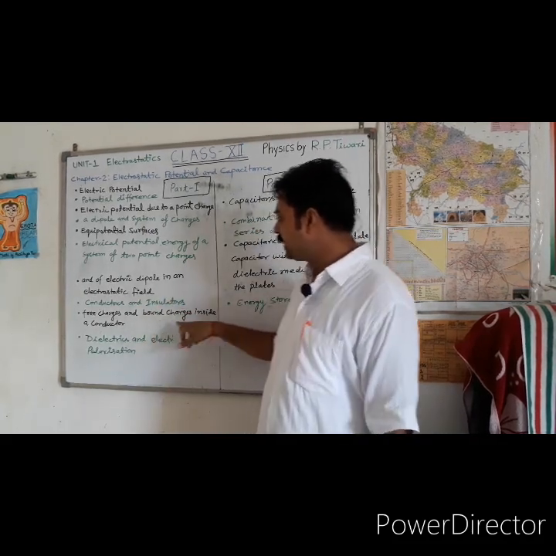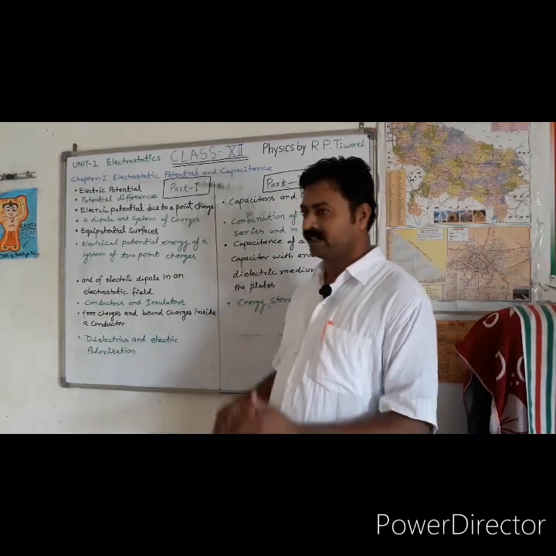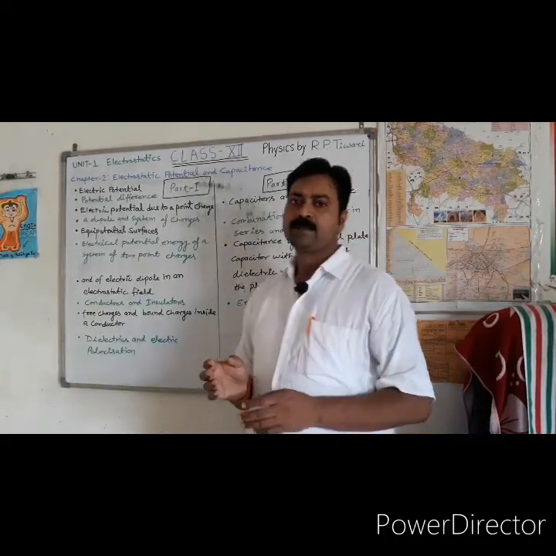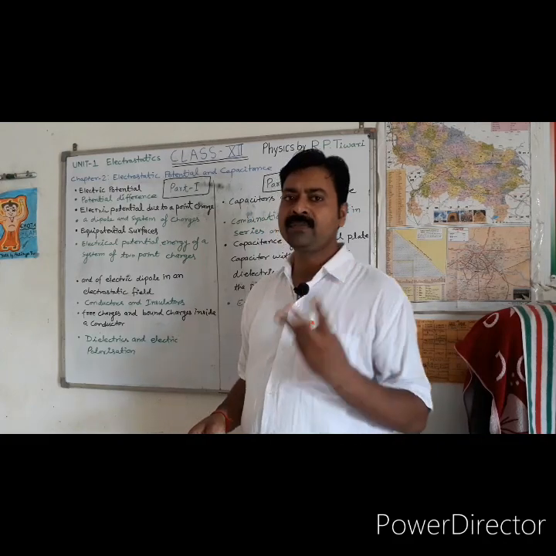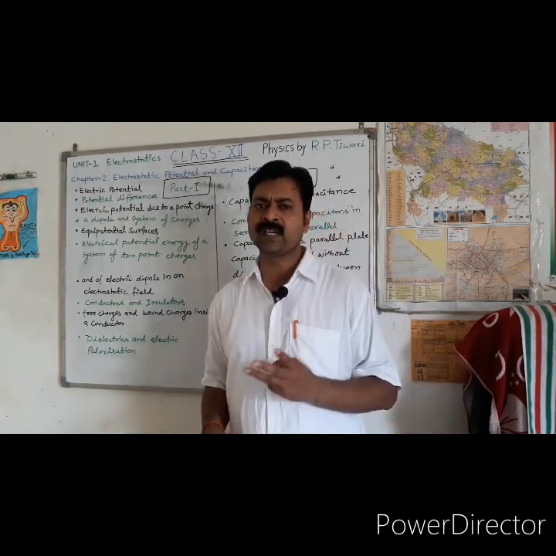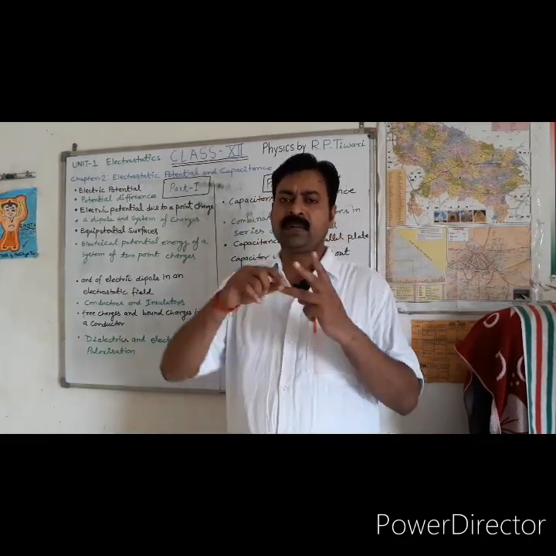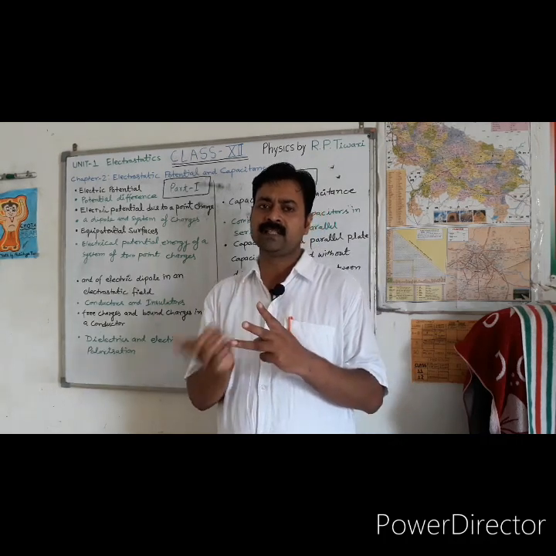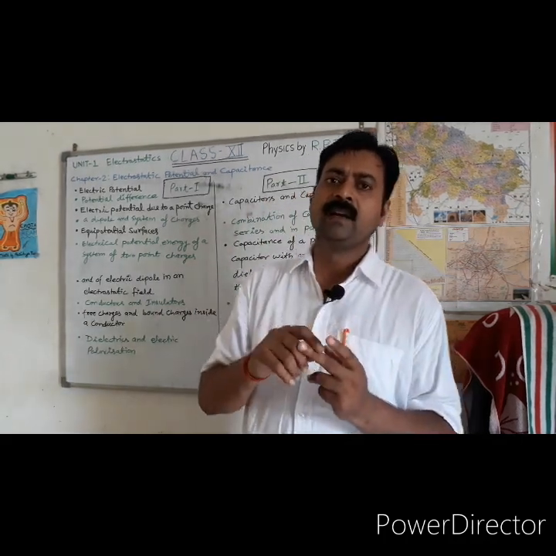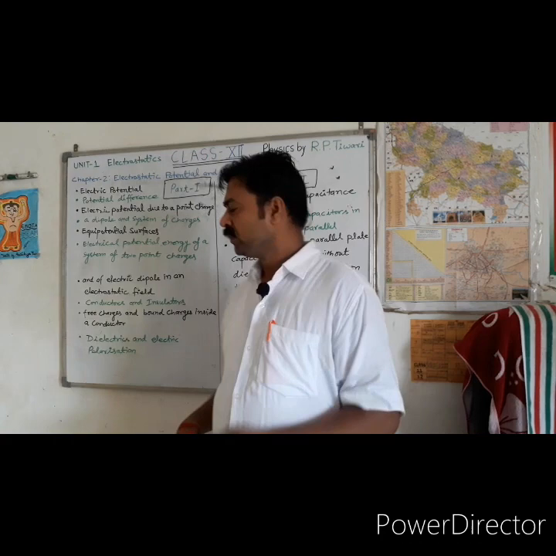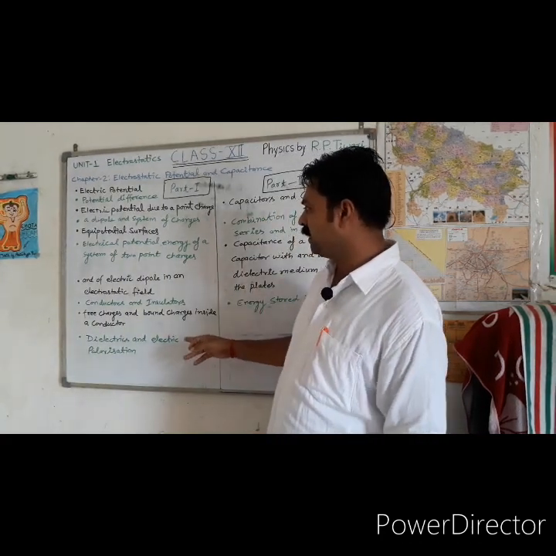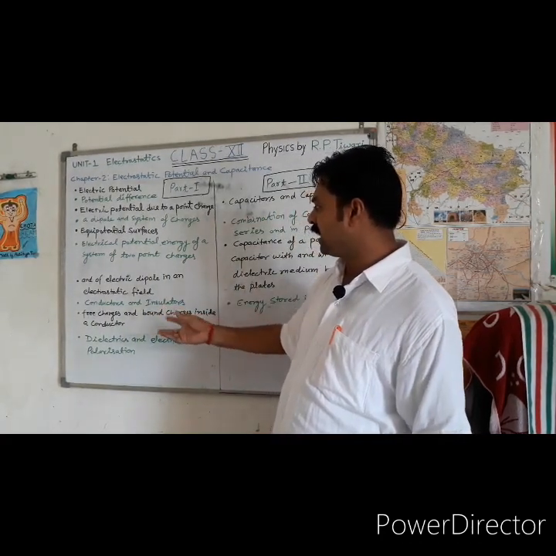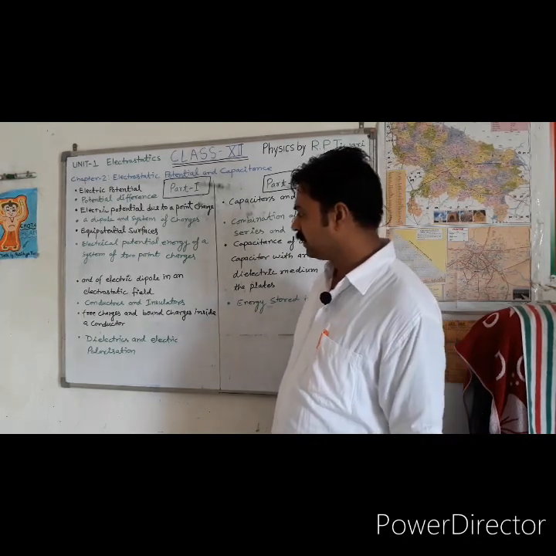And the free charges and bound charges inside a conductor. There are three types of consideration in the case of a conductor. The first one is inside the conductor, the second one is outside the conductor, and the third is on the surface of the conductor. Here, inside the conductor, we calculate free charges and bound charges.